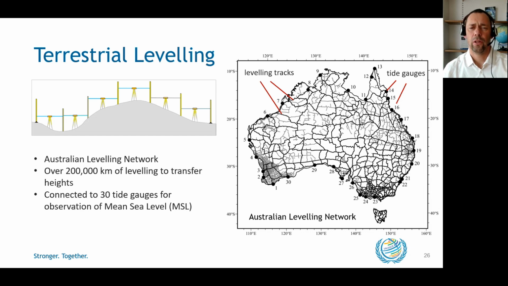In addition to it, the black points on the coast mark the tide gauges. There are 30 of them. The zero point for the vertical datum in Australia is given by the average value of these 30 tide gauges.